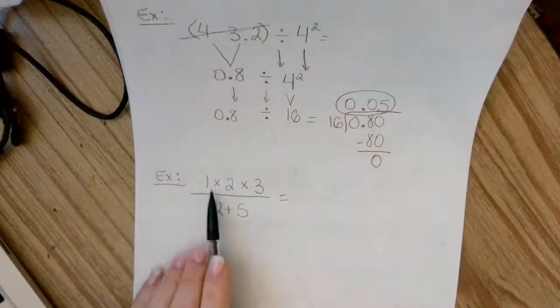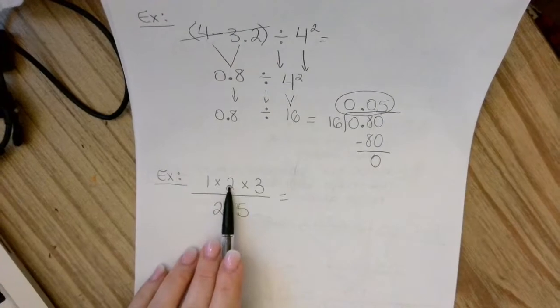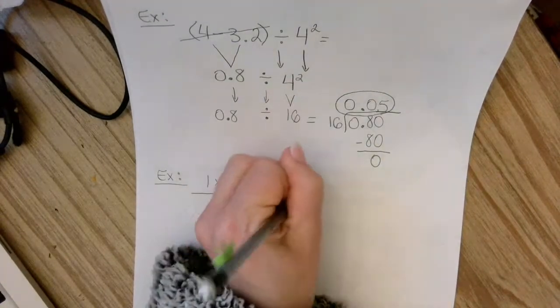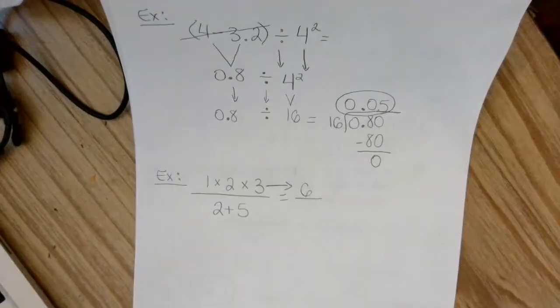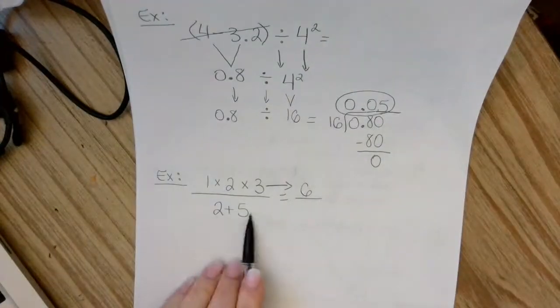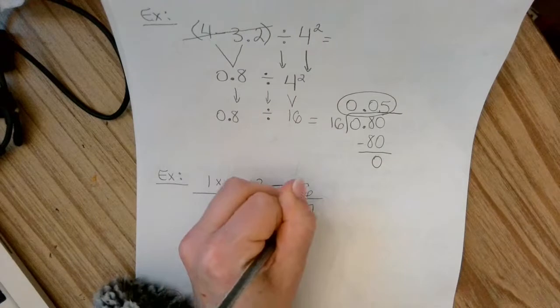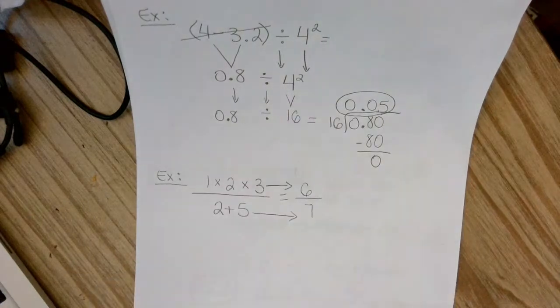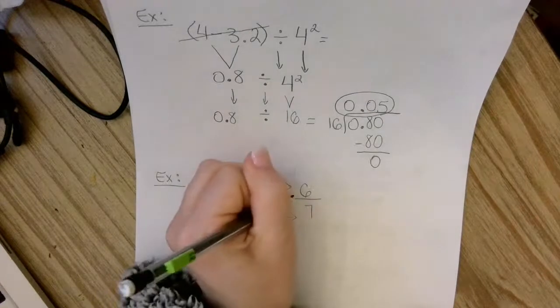So I have to take care of this part first. So 1 times 2 is 2. 2 times 3 is 6. Then I have to take care of my denominator. So 2 plus 5 is 7. Now that is obviously a fraction that cannot reduce, so that is just my answer.